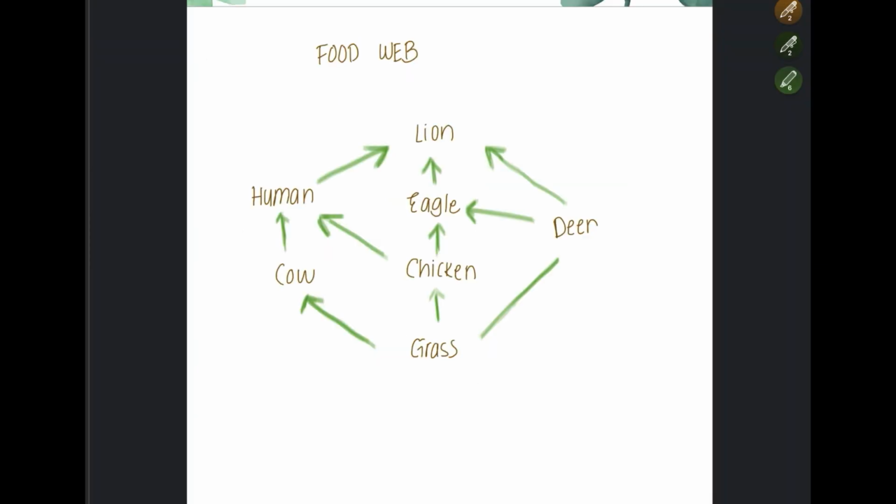Now we'll talk about something called a food web. A food web basically has multiple food chains inside it, right? A food web is a network of food chains that are interconnected to each other, okay? So for example, you can see this is a food chain. The grass is eaten by a cow, which is eaten by a human, and then that is eaten by a lion. You have another food chain. Grass is eaten by chicken, which is eaten by eagle and lion. And then you have grass eaten by deer and lion. But then you can also see grass is eaten by deer, which is eaten by an eagle and lion, right? So there are multiple food chains inside it.